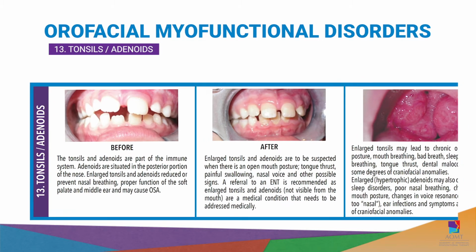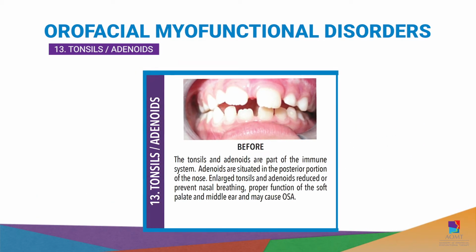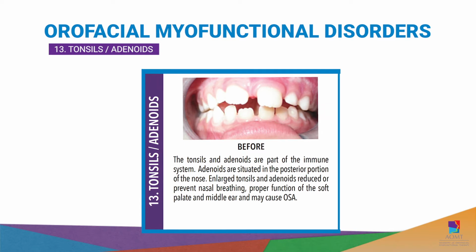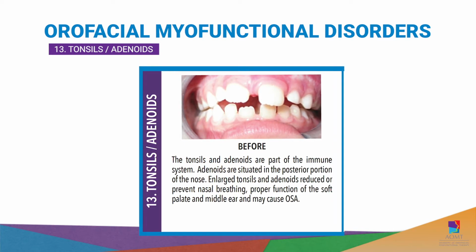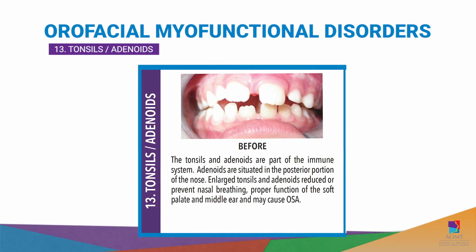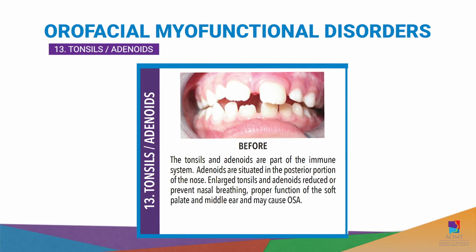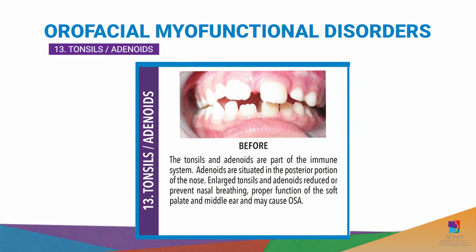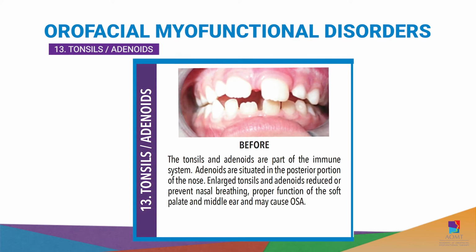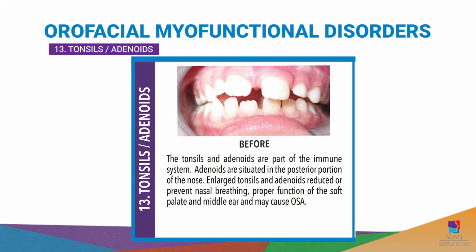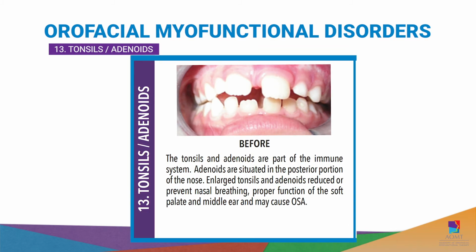Tonsils and adenoids. Tonsils and adenoids are part of the immune system. Adenoids are situated in the posterior portion of the nose. Enlarged tonsils and adenoids reduce or prevent nasal breathing, impact the proper function of the soft palate and middle ear, and may cause sleep-disordered breathing.